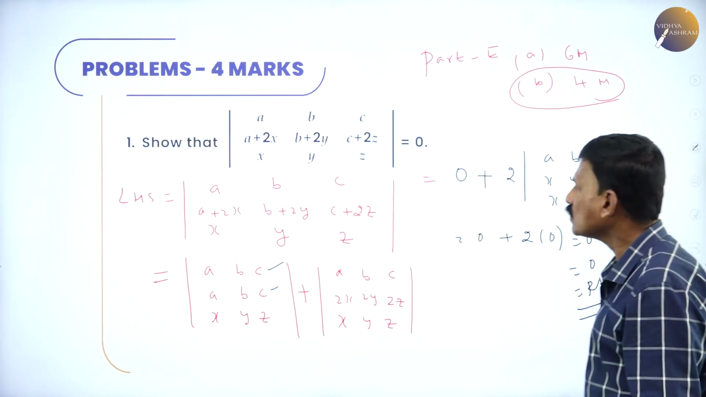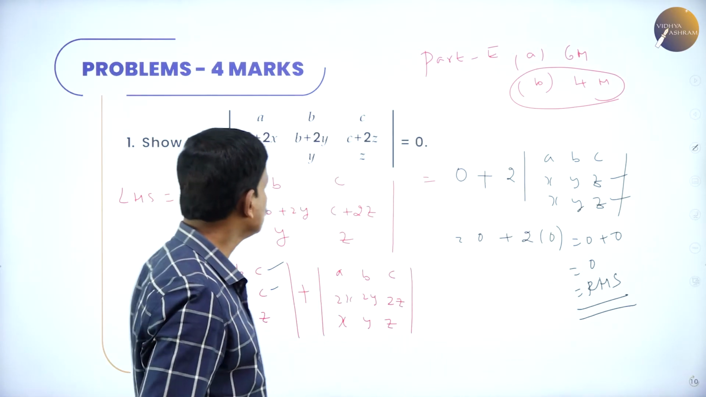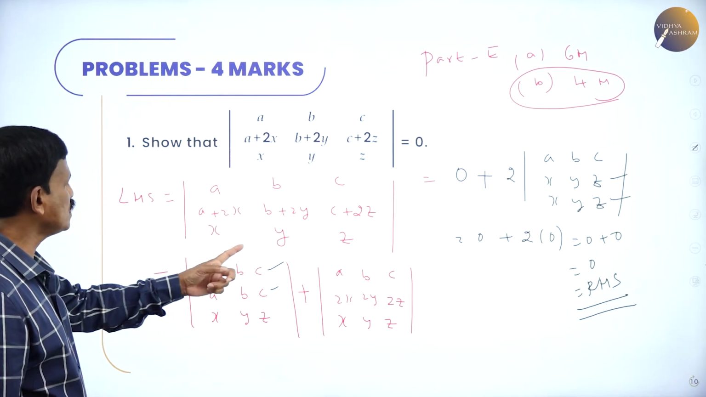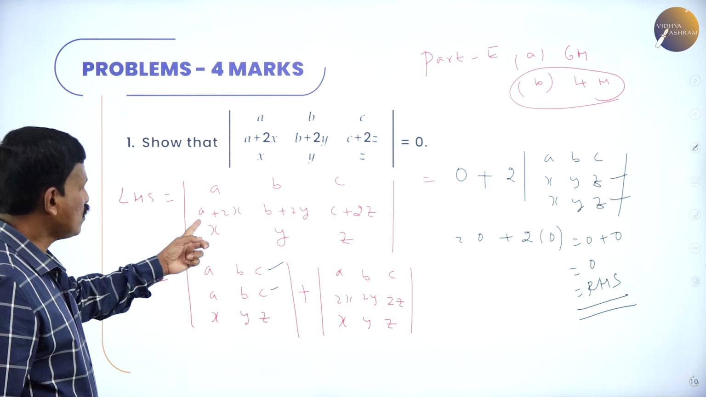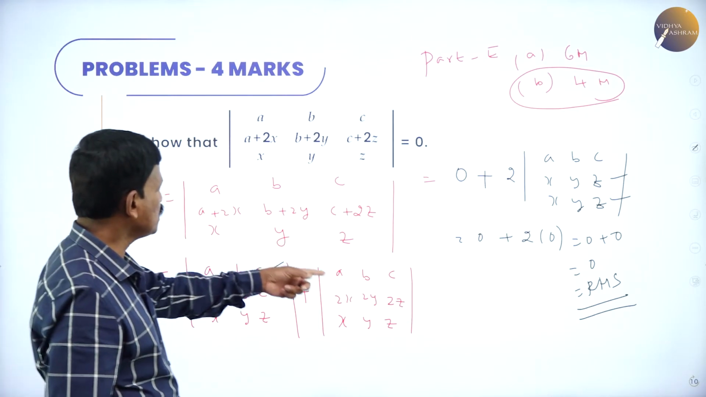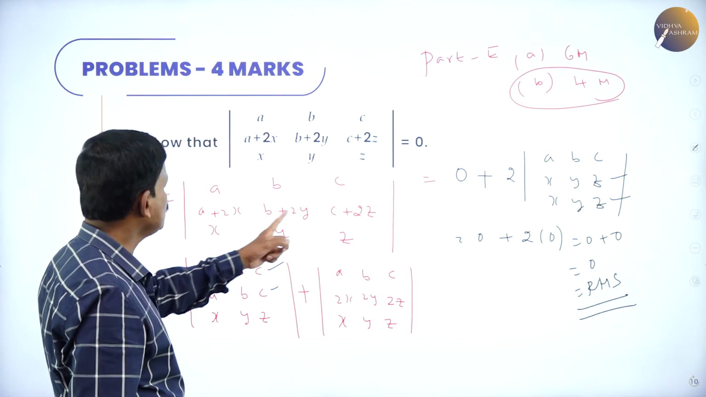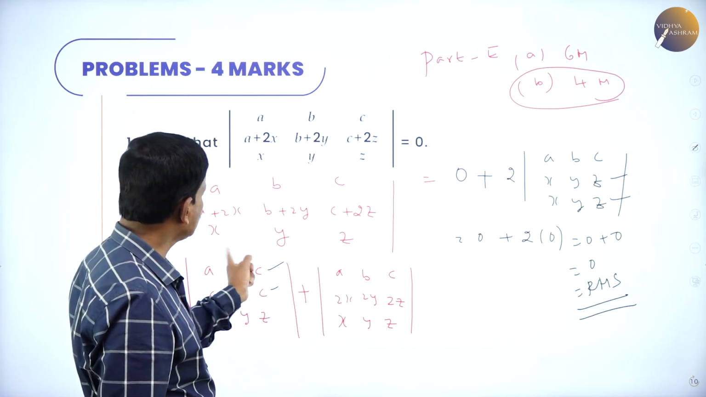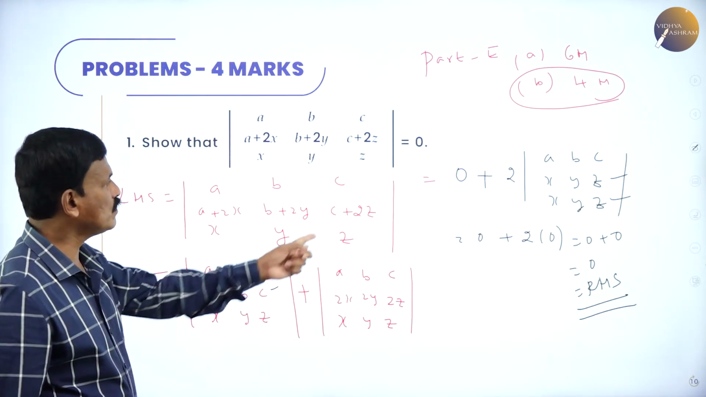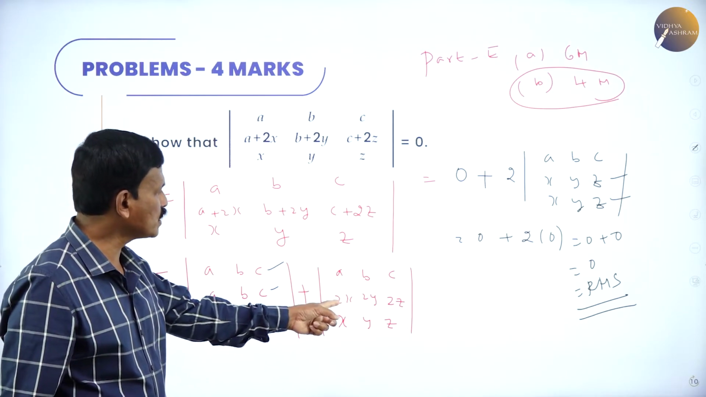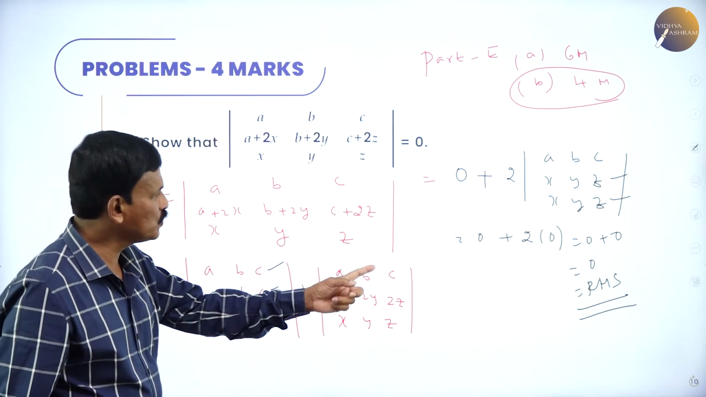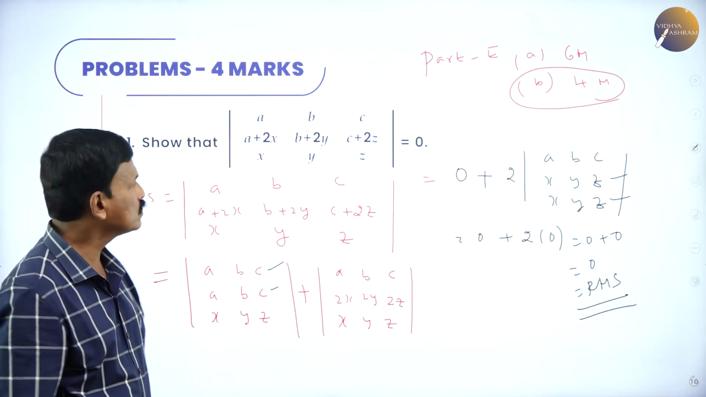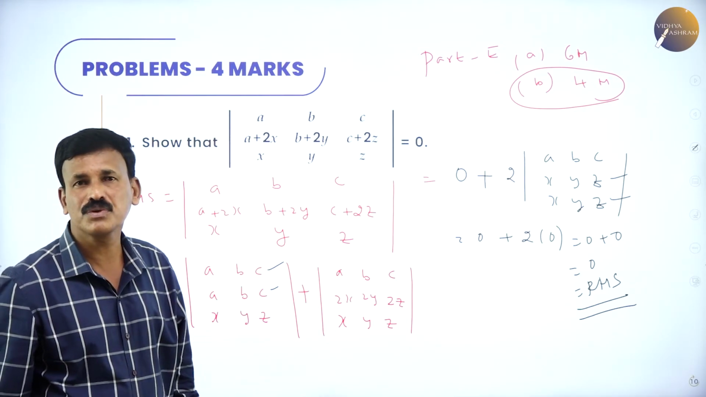So here, what is the problem given? A, B, C, then A plus 2x, B plus 2y, C plus 2z, then x, y, z. So you can split this. Take all the first elements in the first determinant, and second elements for the second determinant. A, B, C, A, B, C, x, y, z. Again, A, B, C first row, second row 2x, 2y, 2z, and third row as it is. Since 2 rows are the same, the value of the determinant is 0. We can remove 2 as a common factor. Then A, B, C, x, y, z, x, y, z. Again 2 rows are the same, so the value of the determinant is equal to 0. So that is equal to 0, the required answer, RHS. Very important, simple problem.